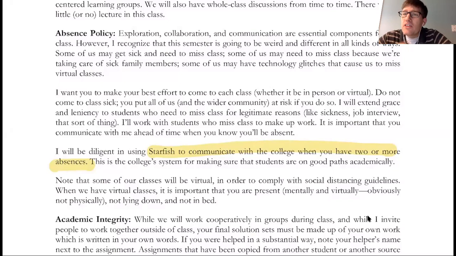Sorry. So Starfish is a system that keeps track of student absences and student concerns. It's a way that we monitor the well-being of students and make sure that everyone is okay. And it's a place for us to share concerns if there's something up with a student. So just to let you know, I will use Starfish to communicate when a student has 2 or more absences.